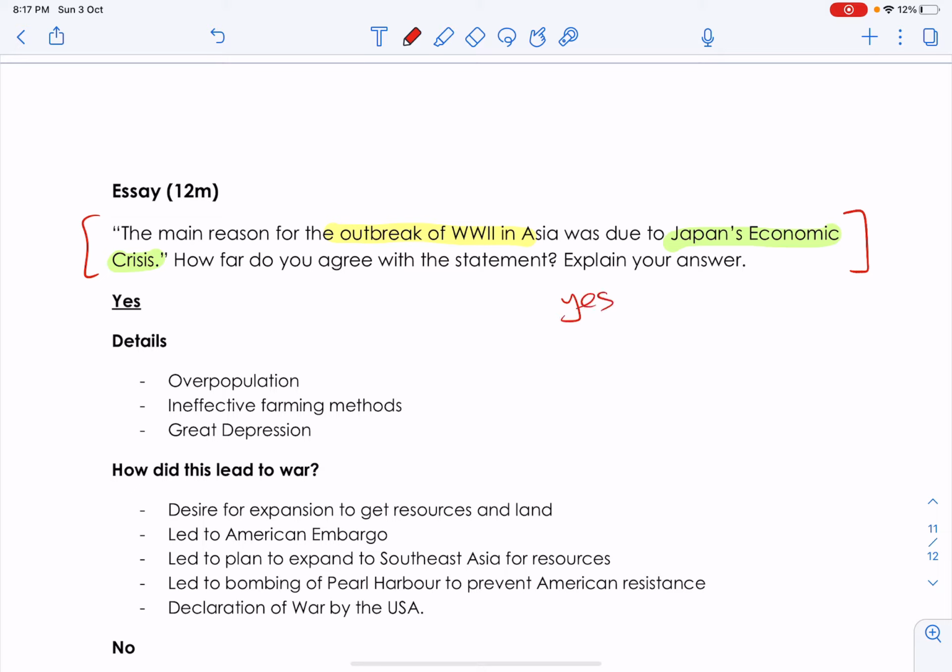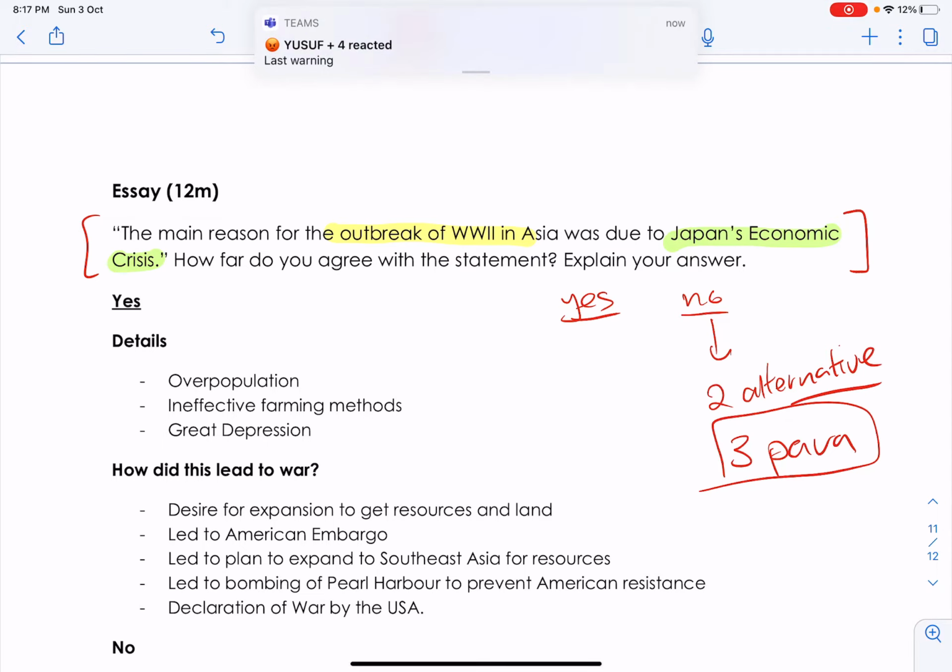Alright, so you must give me a yes and a no. Alright, so best is to do the main factor first. Then after that, provide at least one alternative factor for a total of 3 paragraphs. Ideal situation, 3 paragraphs would be the best.